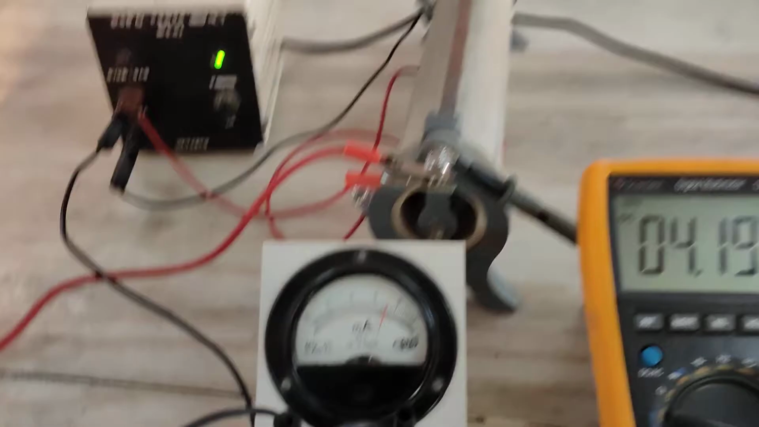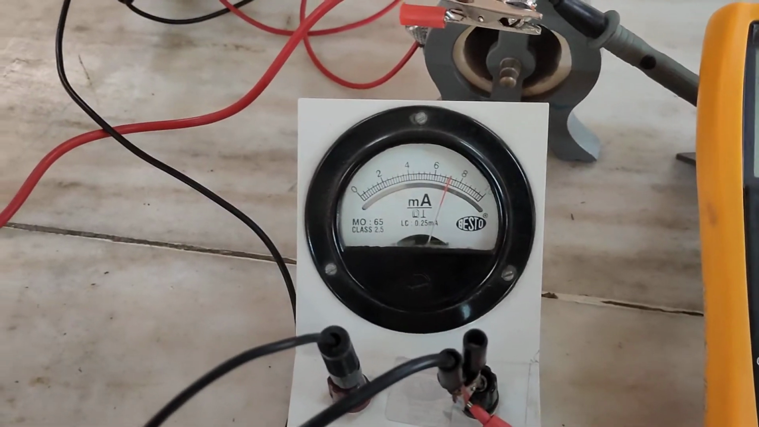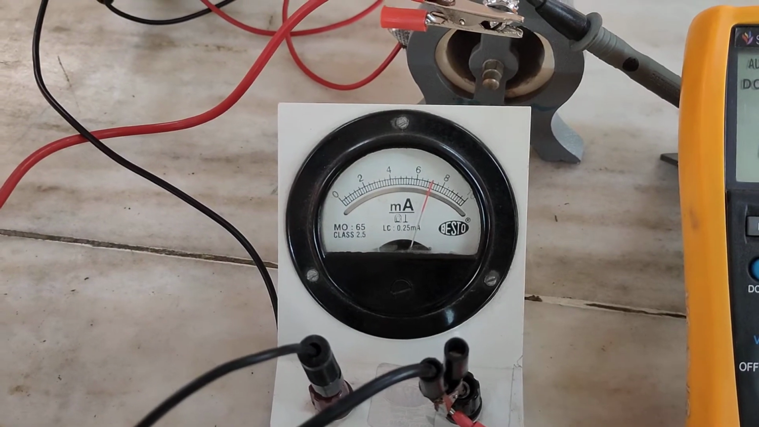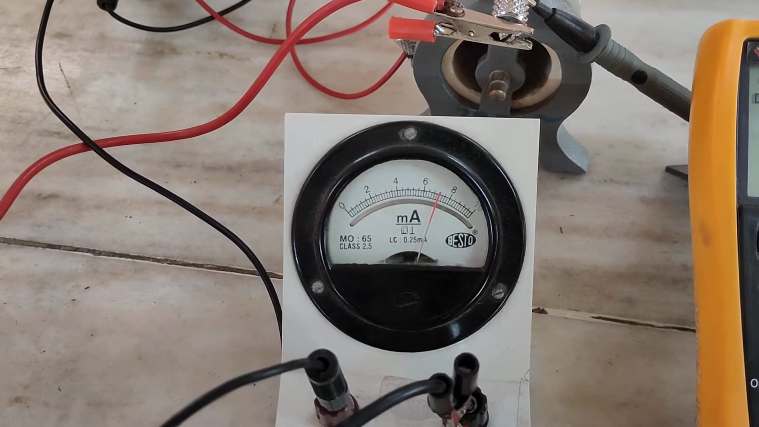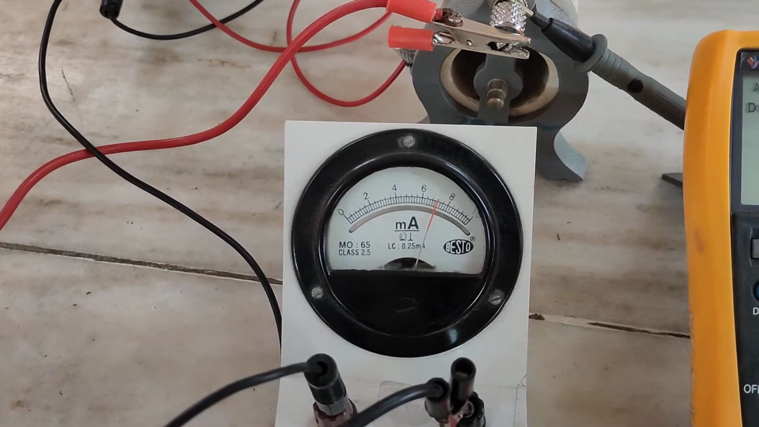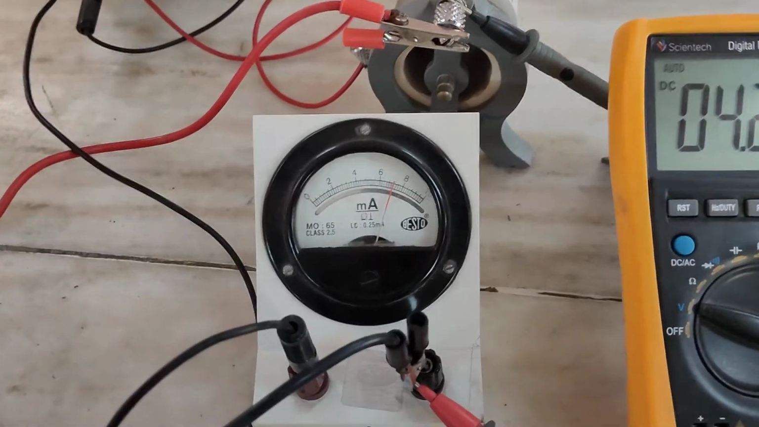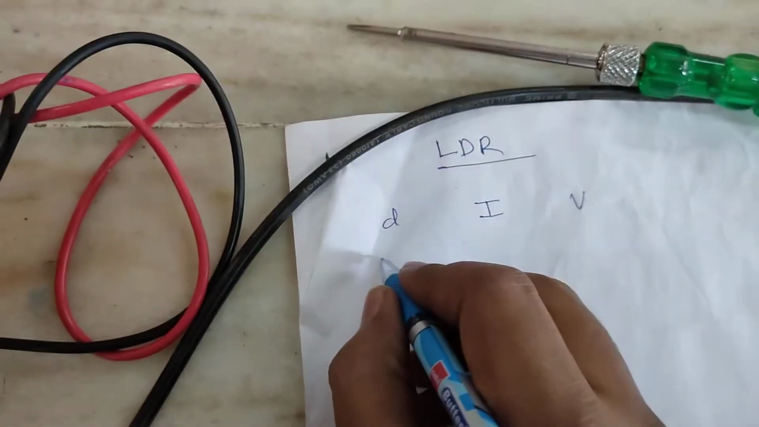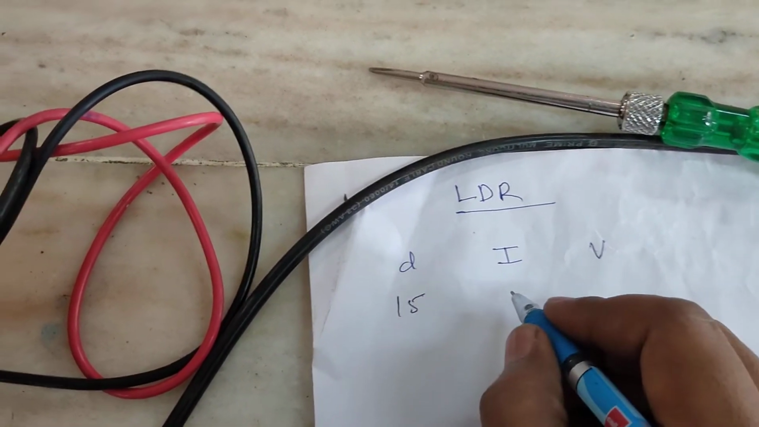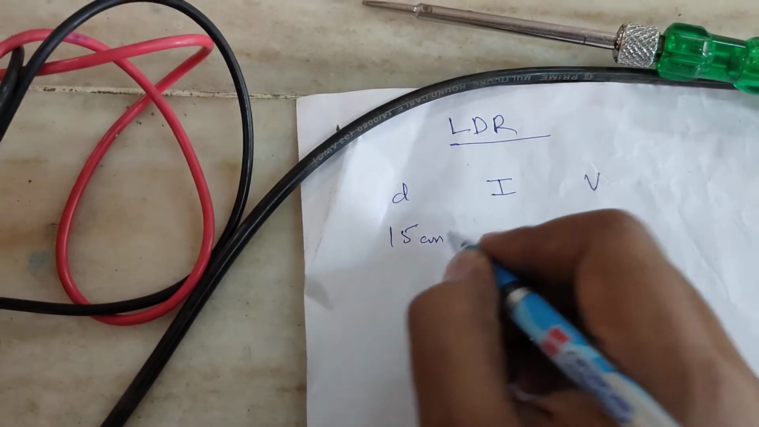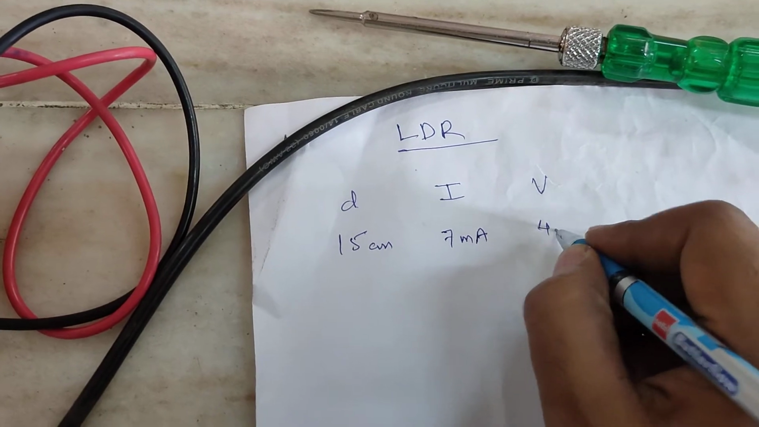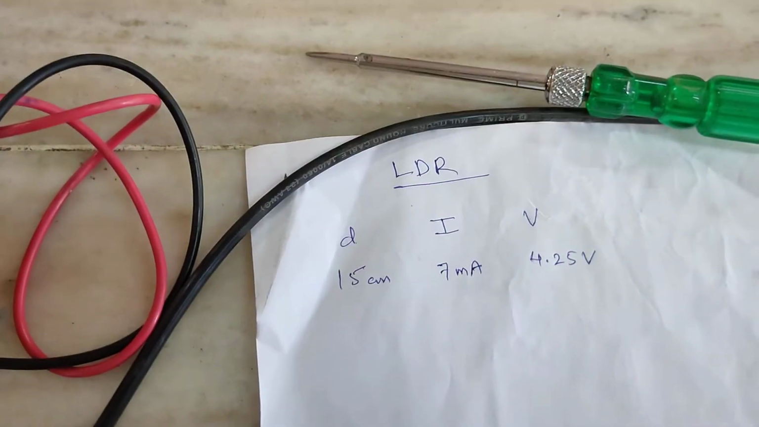The current is around 7 milliampere and the voltage is around 4.25. So I will write down the reading I got. For 15 centimeter, the current is 7 milliampere and the voltage is 4.25 volt. So this is my first reading.